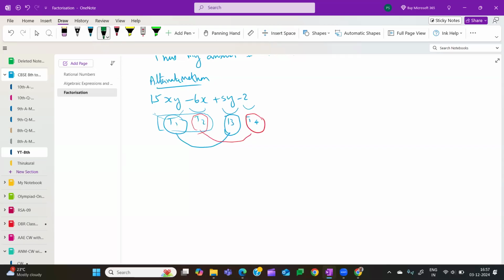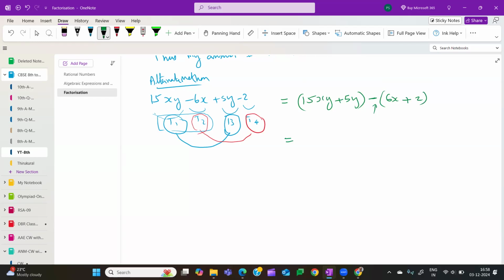So this can be written in the form of group 1: 15xy and T3 is plus 5y. We are just writing it like this. Then minus, we will take it outside. Then the second term is 6x. And when we are grouping this T4, there is a minus, we have already taken it out here. So we have to write it as plus 2.